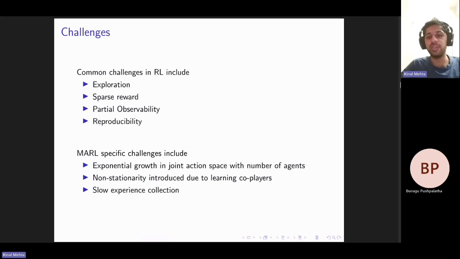One of the assumptions that reinforcement learning makes is that the environment is static. But when there are multiple learning agencies in the environment, what happens is, say I am a learning agency and there's one more learning agency.